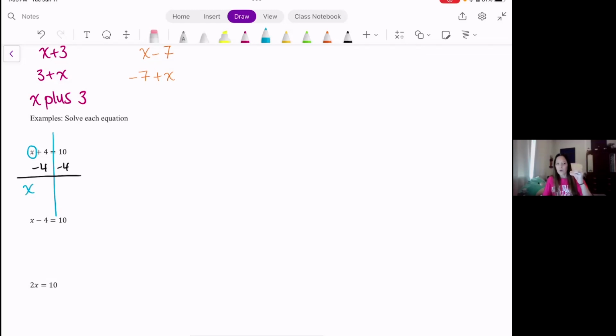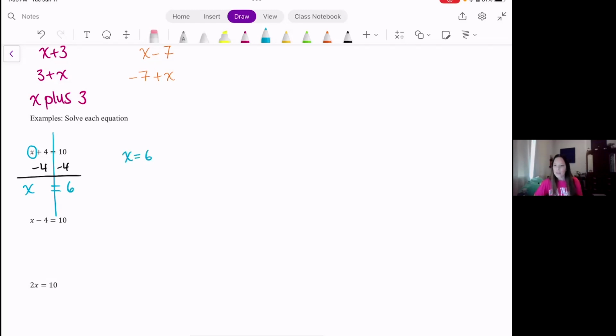4 minus 4 on the left is 0, and that's the goal. The goal is for that to go away and move to the other side. I write my equal sign, and then I do 10 minus 4, which is 6. And so x equals 6 would be my solution.